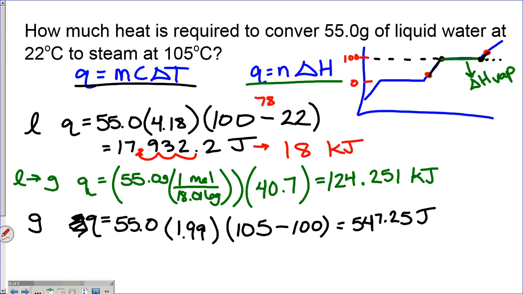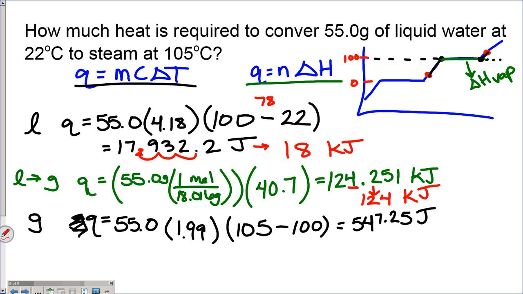Our second one, the 124.251, even though it's already in kilojoules, we need to think about sig figs. Make it a little bit easier on ourselves. So our 55 grams had 3 sig figs. Don't bother conversion factors when looking at sig figs, so you can kind of ignore the 18.016. So 55 had 3 sig figs, and our 40.7 had 3 sig figs. So we want to round this answer to where it has 3 sig figs. So we're going to change this to 124 kilojoules.